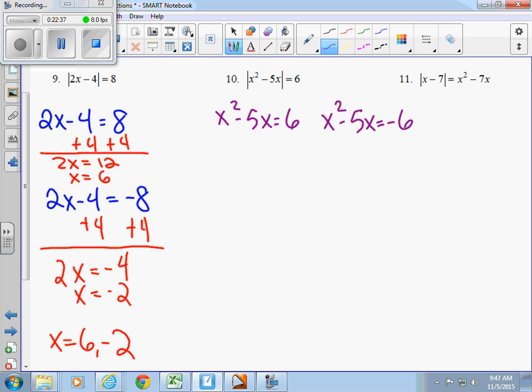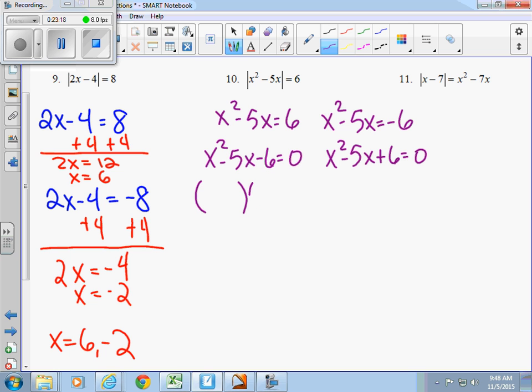Does everyone see how to set up an absolute value equation? Equal to a positive and equal to a negative. How do I solve that? Set it to 0 on one side and factor, right? This is a quadratic equation. So subtract 6. In the second one, we will actually add the 6 over. Get 0 on one side, and hopefully they factor.